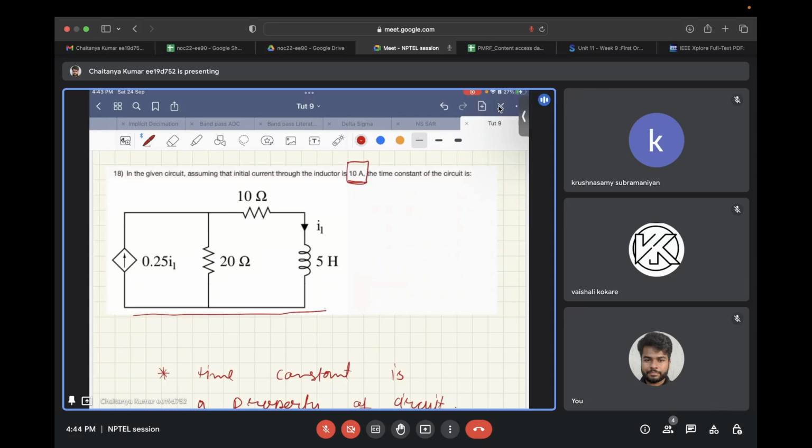Now I mentioned that it doesn't depend on independent sources, but this current controlled current source is a dependent source, and this is the property of the circuit itself.